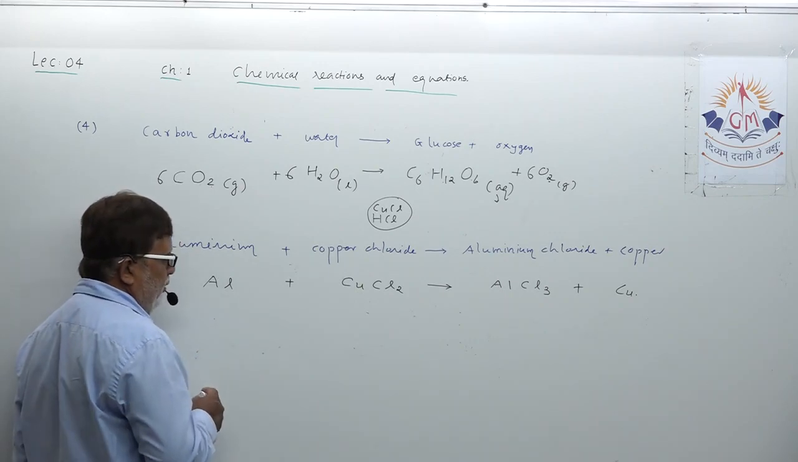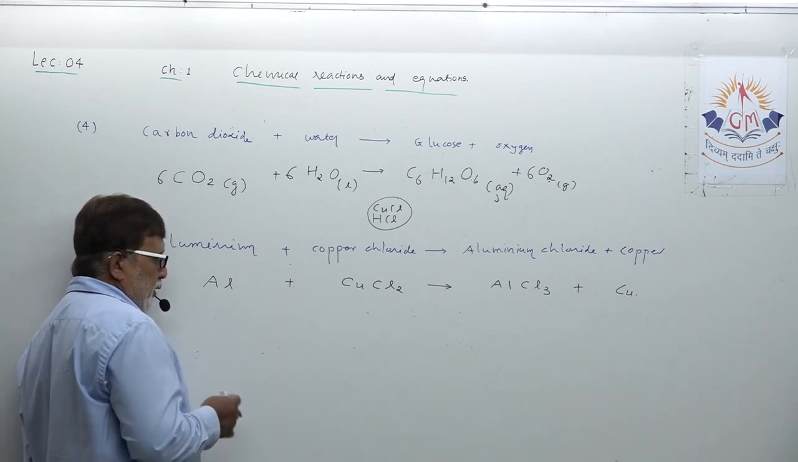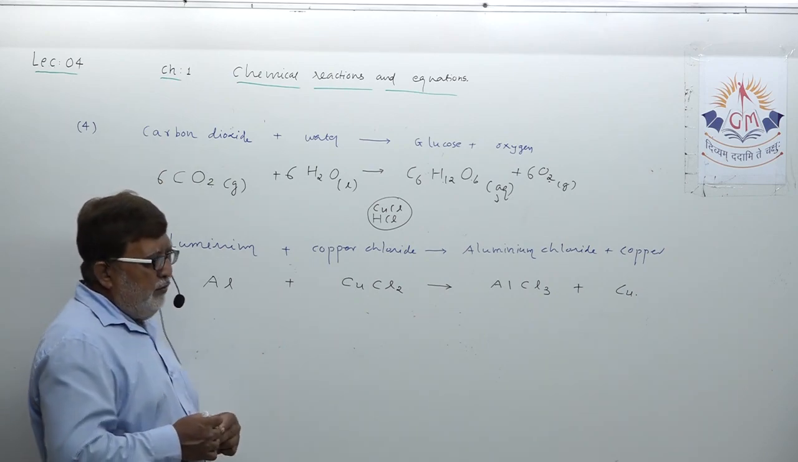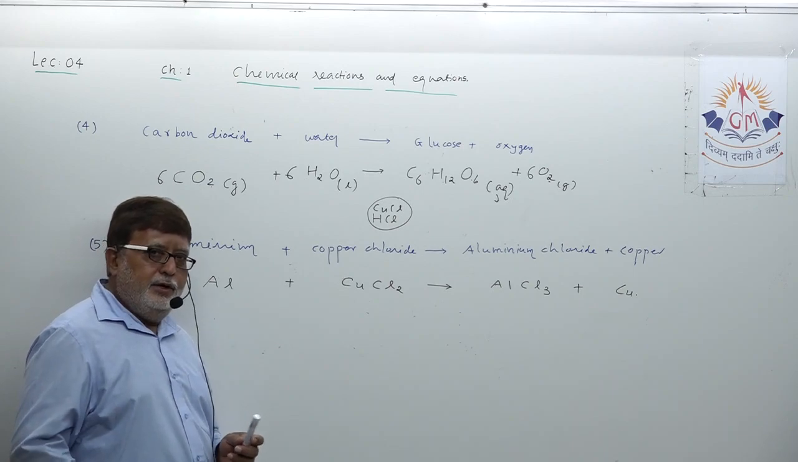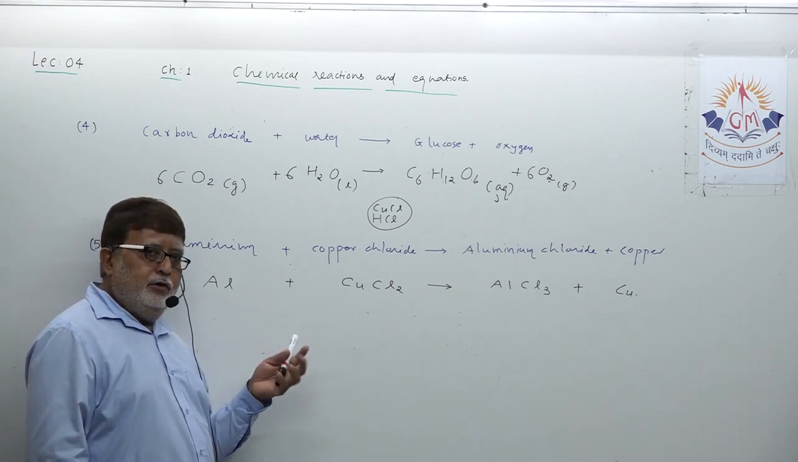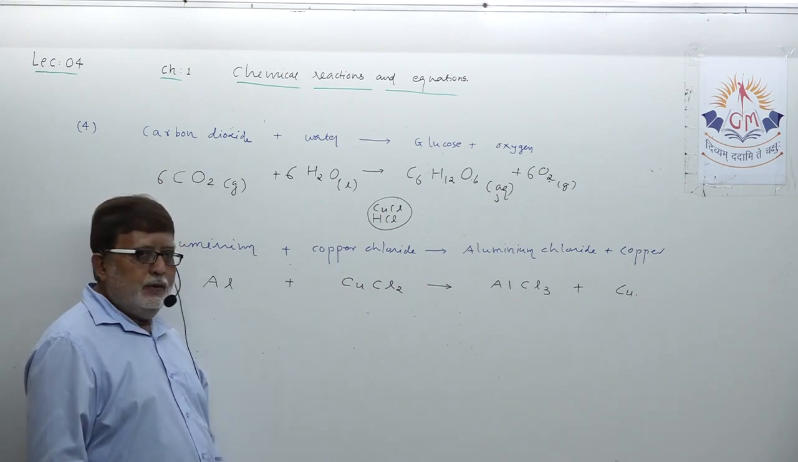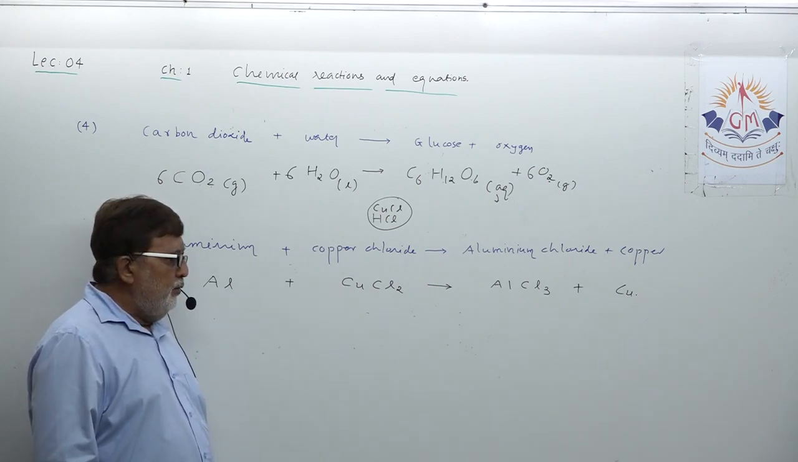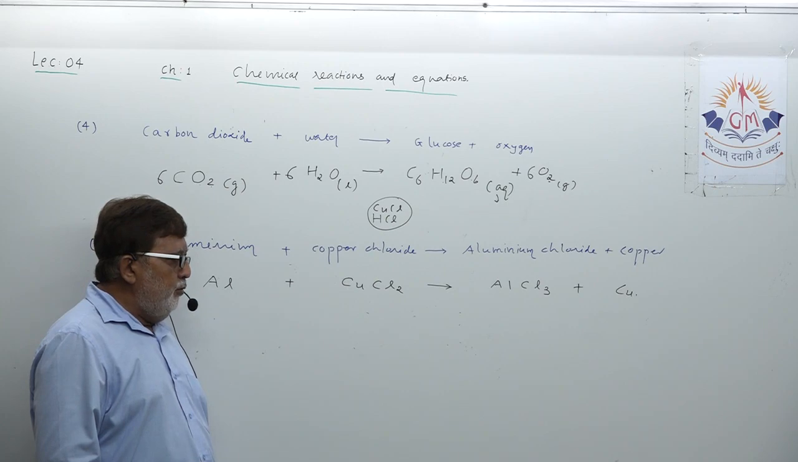Let us try to balance this chemical equation. Hit and trial method is going to be a great help to you in this. Aluminium, just 1 atom. Copper chloride, 1 plus 2, 3 atoms.